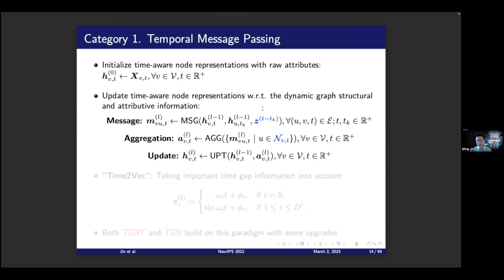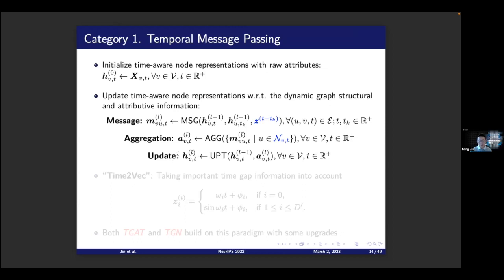Here I highlighted the difference compared with static message passing. During the calculation of the message, we also have the time interval encodings, or time encodings for short, calculated here to enforce this mechanism to preserve the very important temporal information. And during the aggregation step, we aggregate the information from the temporal neighbors instead of the conventional neighbors in the static graph, right? That's why we denote it as N_v(t), where the t means the temporal neighbors of the source node v at time t.